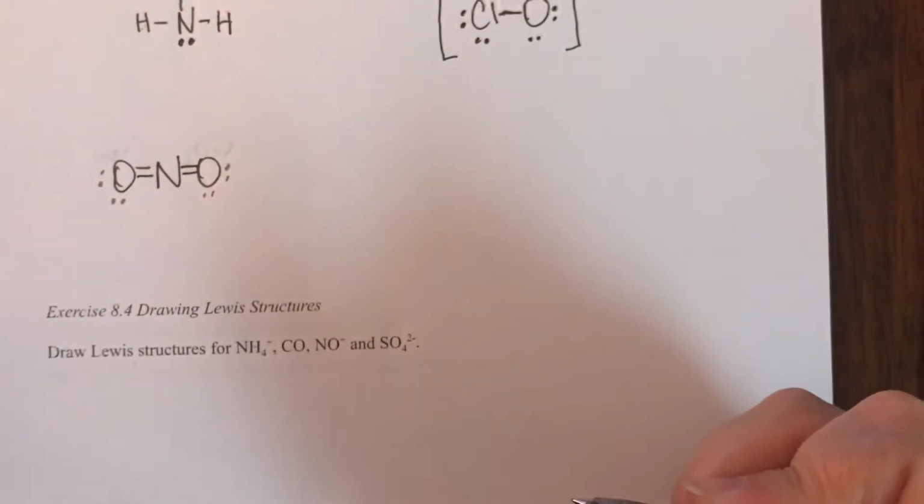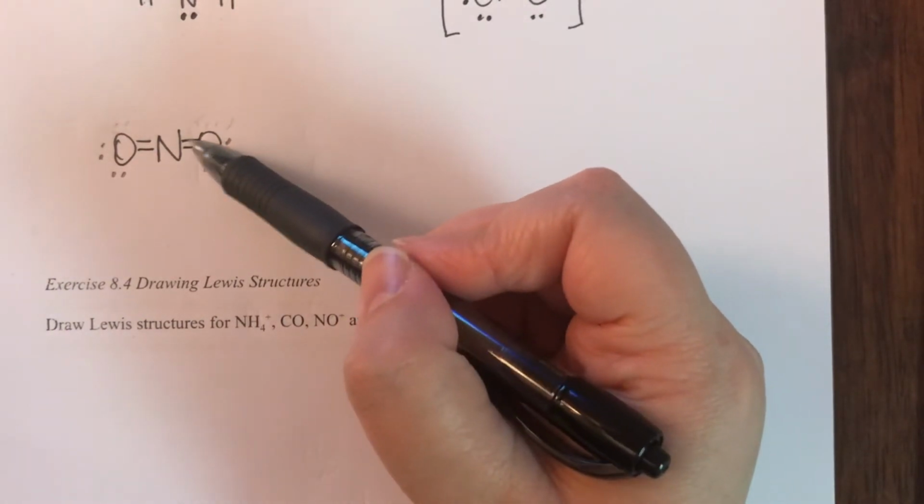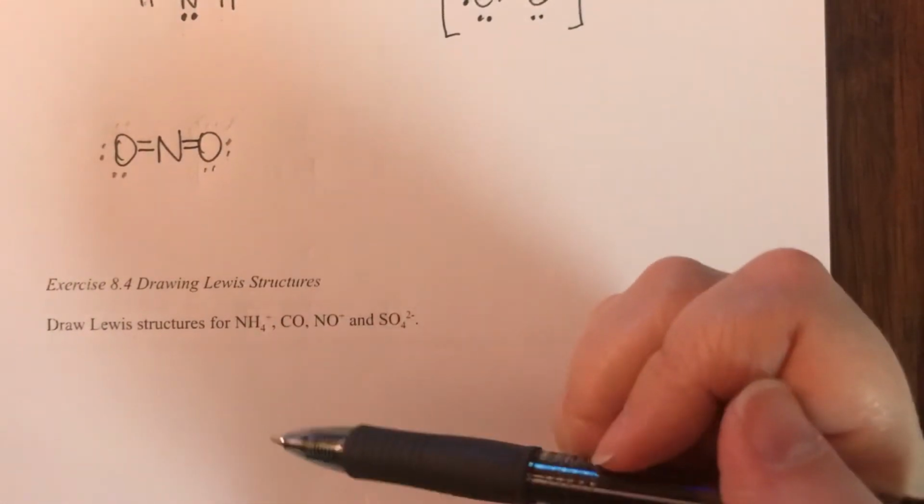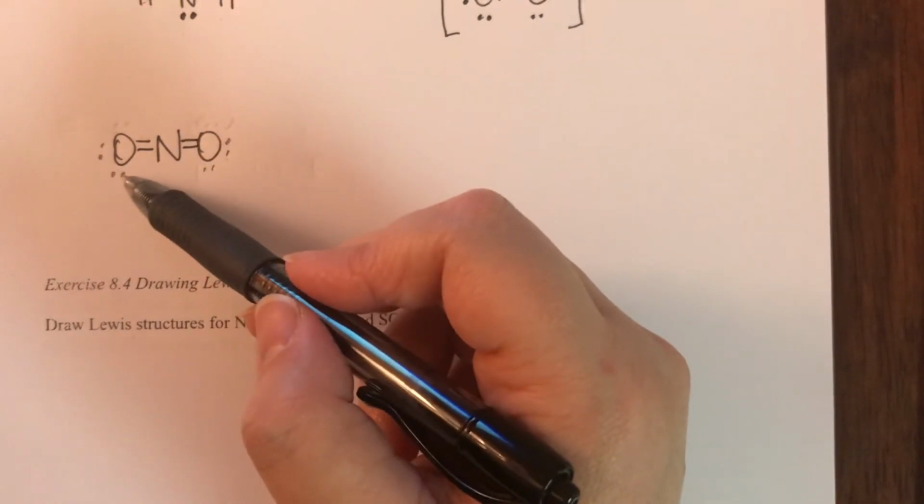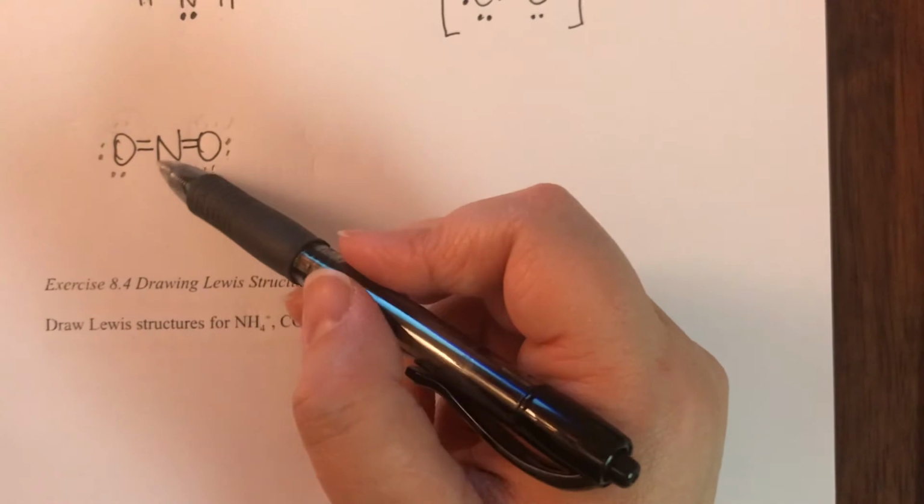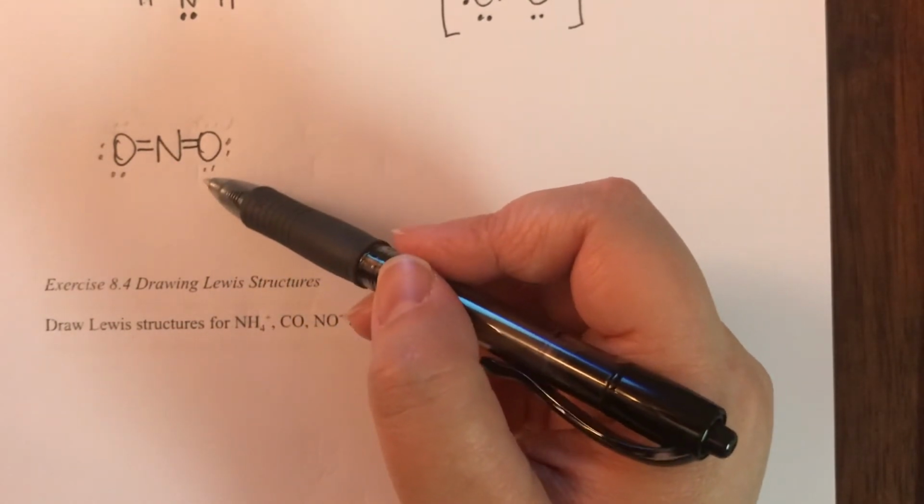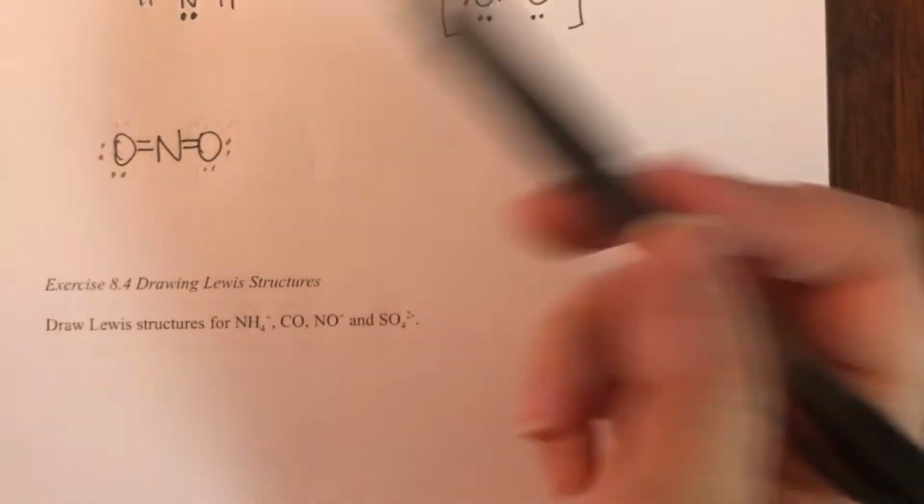So now I still have only 16 electrons. We'll count again to make sure. 2, 4, 6, 8, 10, 12, 14, 16 electrons. But now the oxygen perceives it has 8, 2, 4, 6, 8. The nitrogen perceives it has 8, 2, 4, 6, 8. This oxygen perceives it has 8, 2, 4, 6, 8.